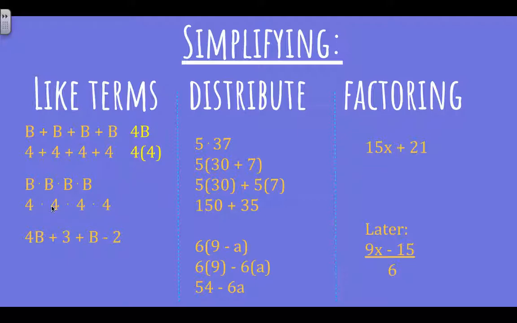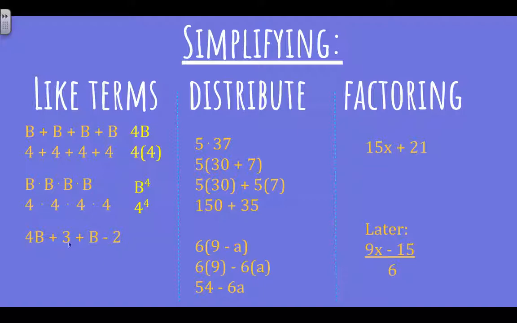They know 4 times 4 times 4 times 4 is 4 to the 4th power. So b times b times b times b is b to the 4th power. They just try and go too fast, and when they see repeated multiplication, sometimes they'll just write 4b, because they know that 4b means multiplication. So they really just have to slow down and think it through.